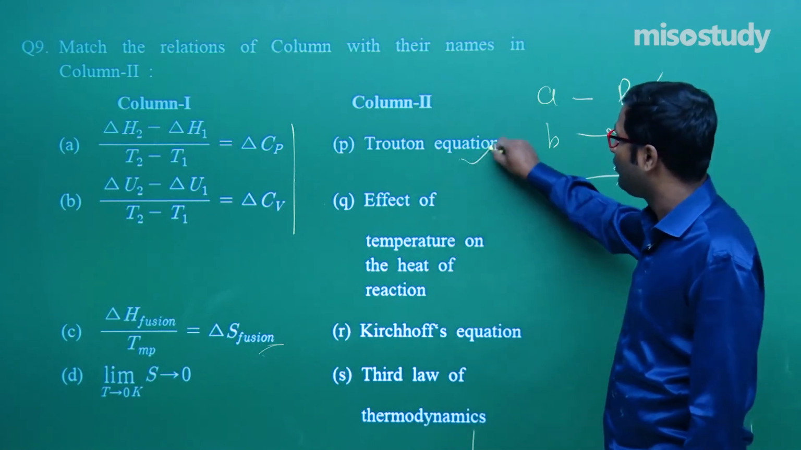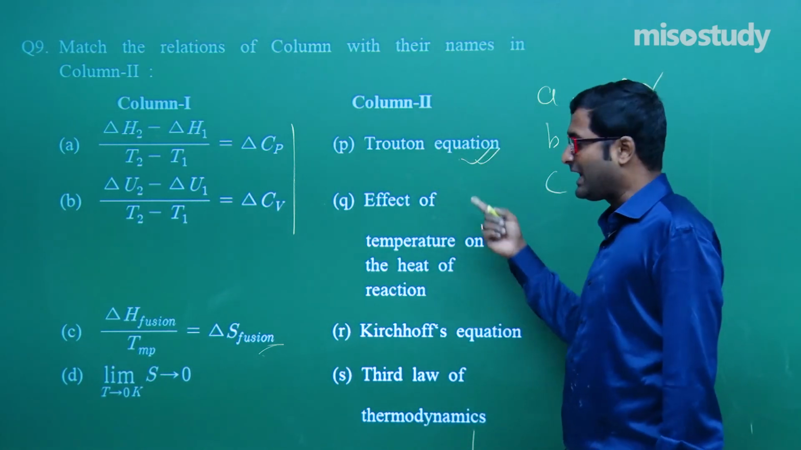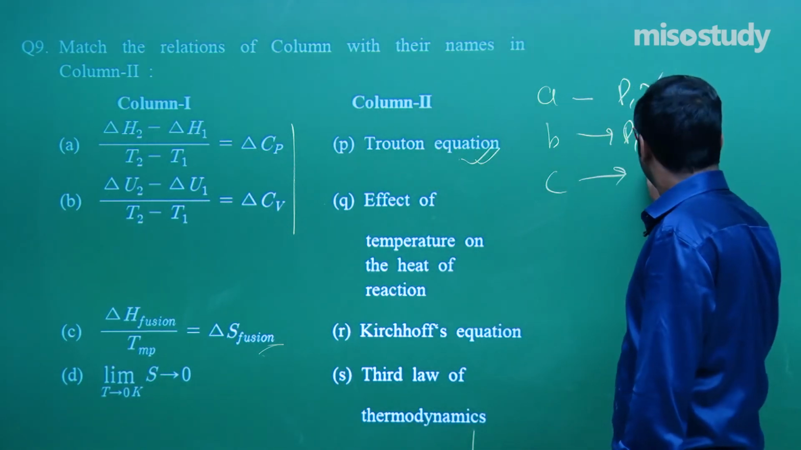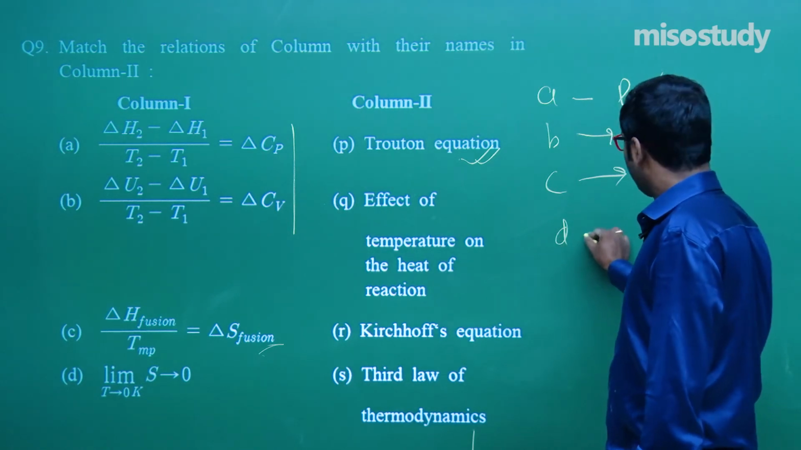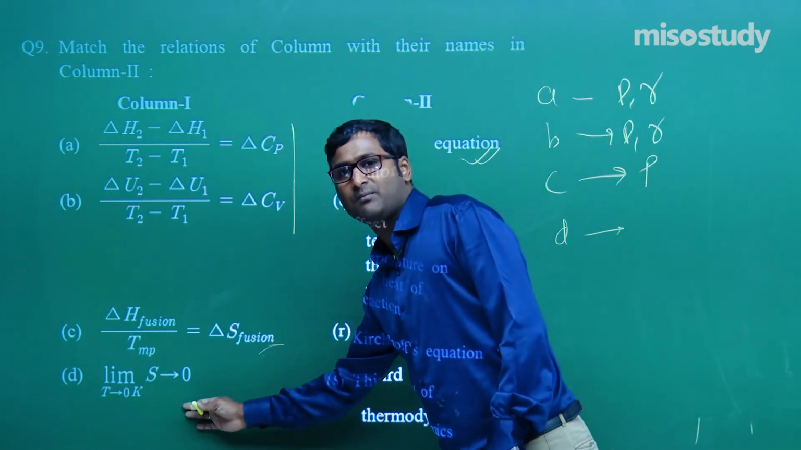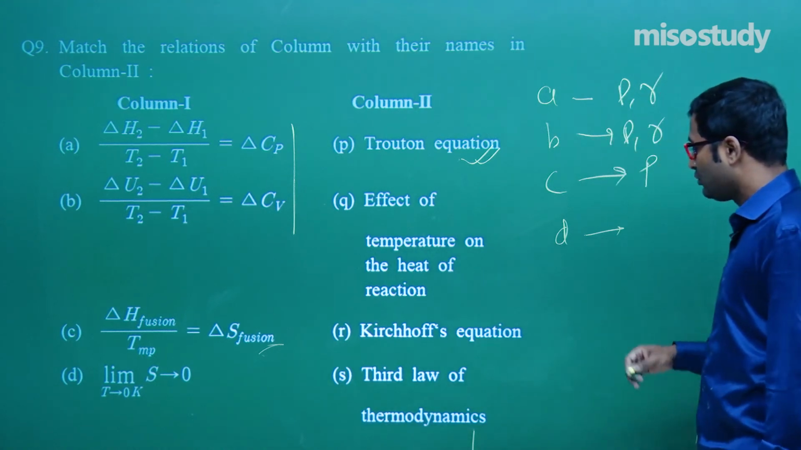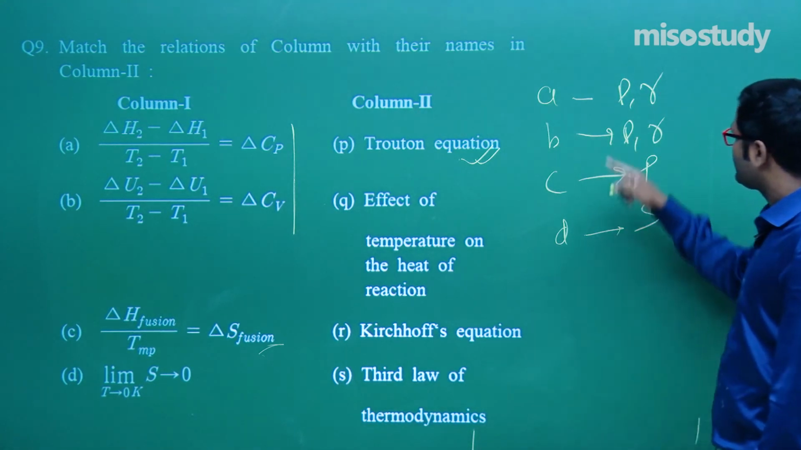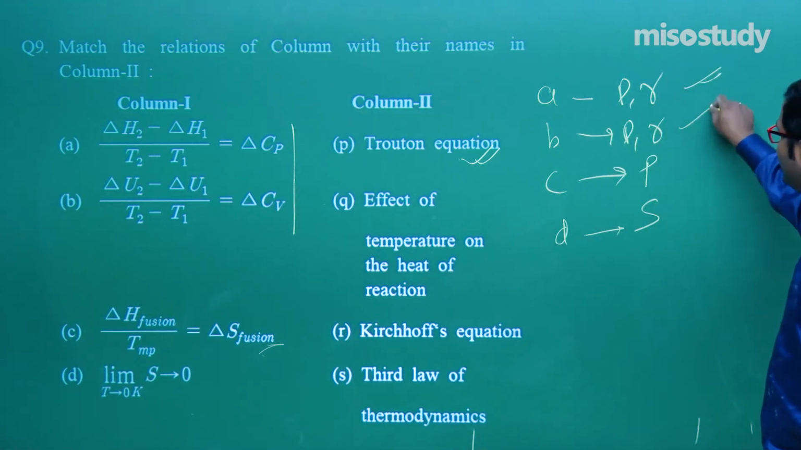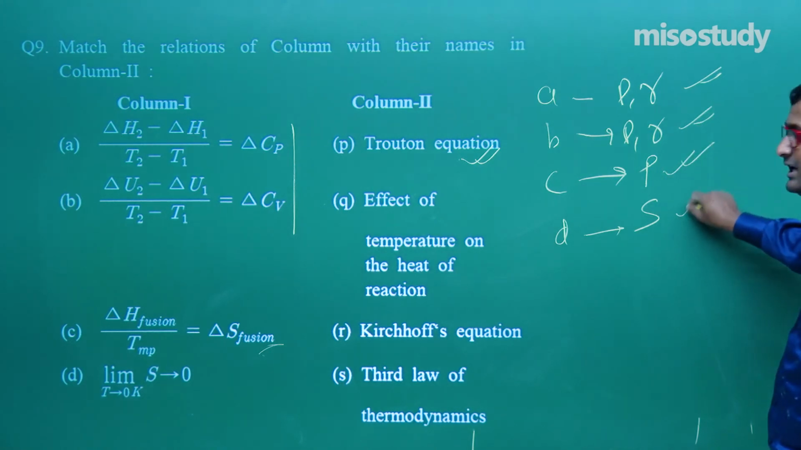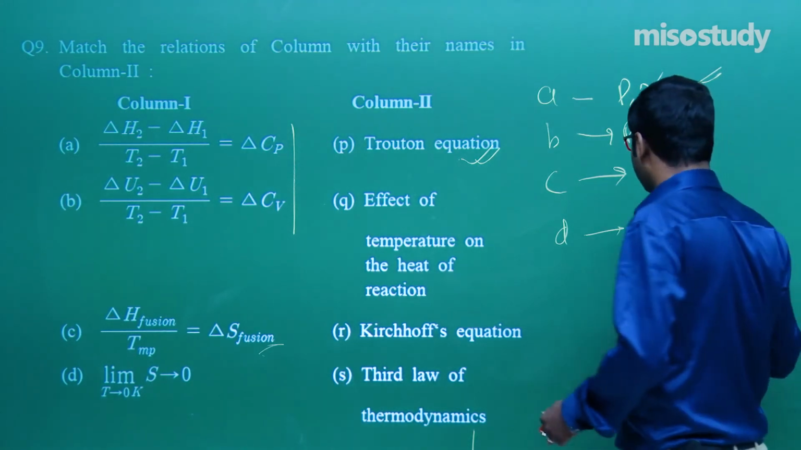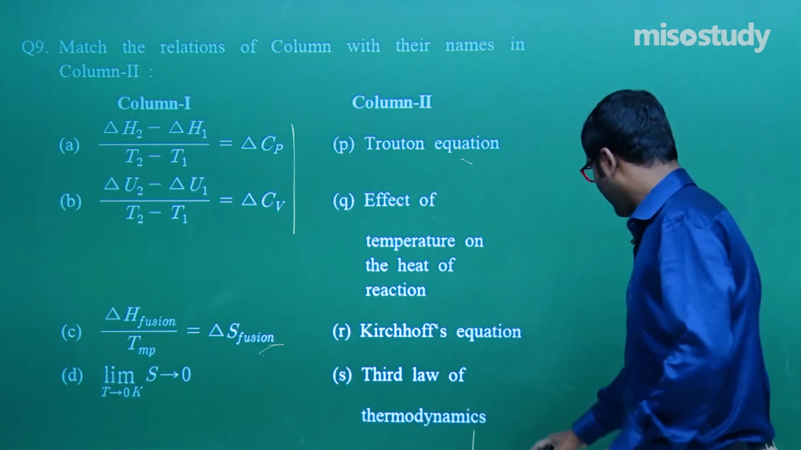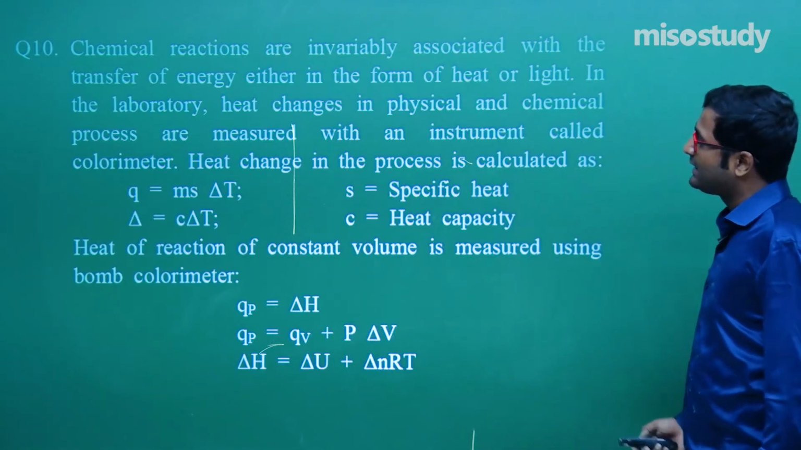This one we all know, the Trouton equation, as I have discussed in my theory lecture. Now D, this is the statement of the third law of thermodynamics. So the expression here is C. So option A, P and R, B, P and R, for C that is P, and for D that is S. I am going to rub this part. Wait for a moment. Let's move to the next question.